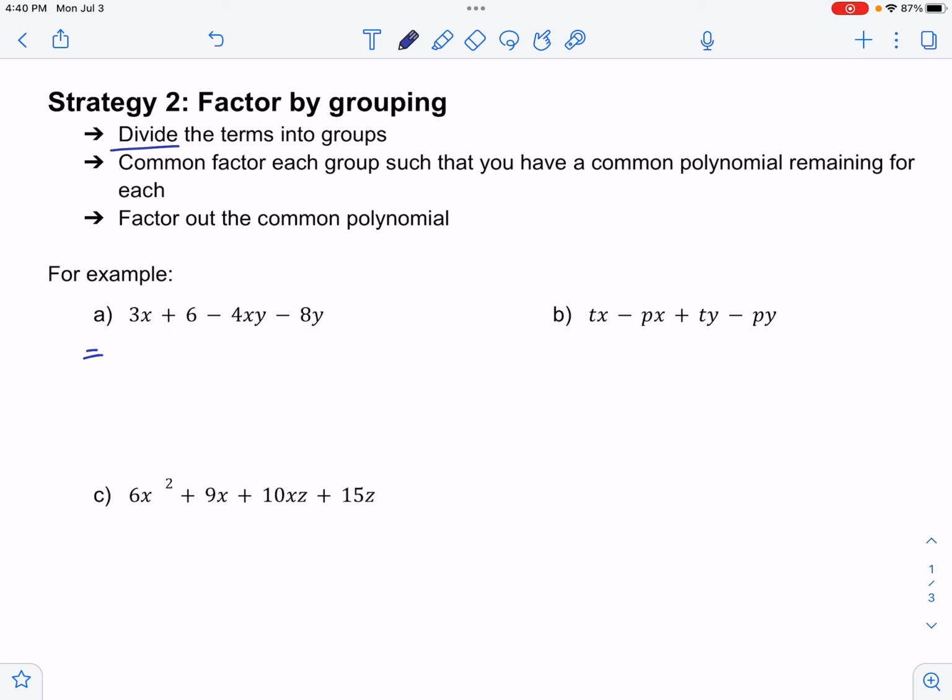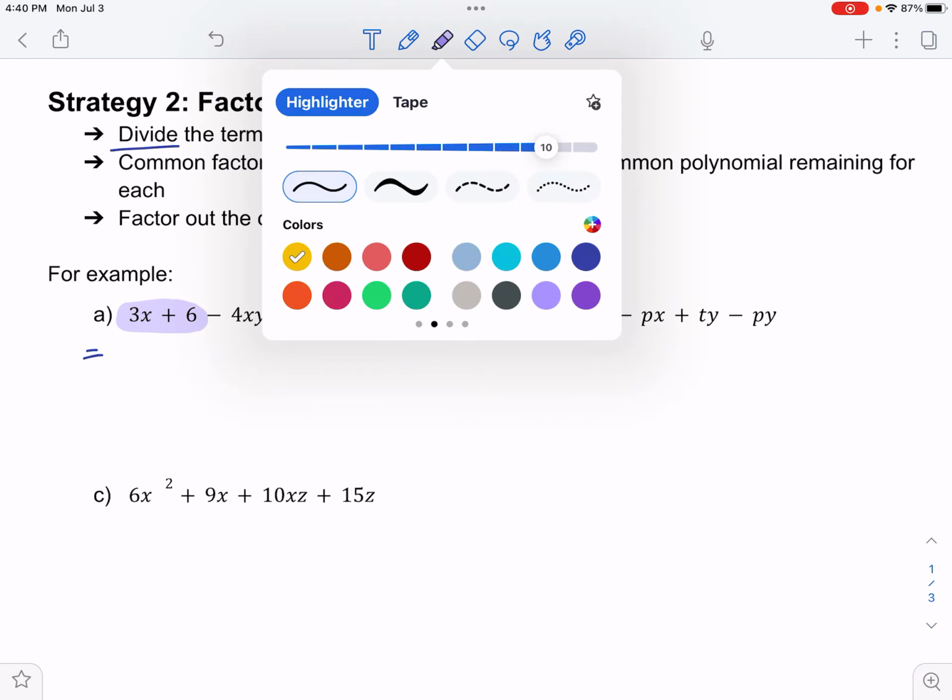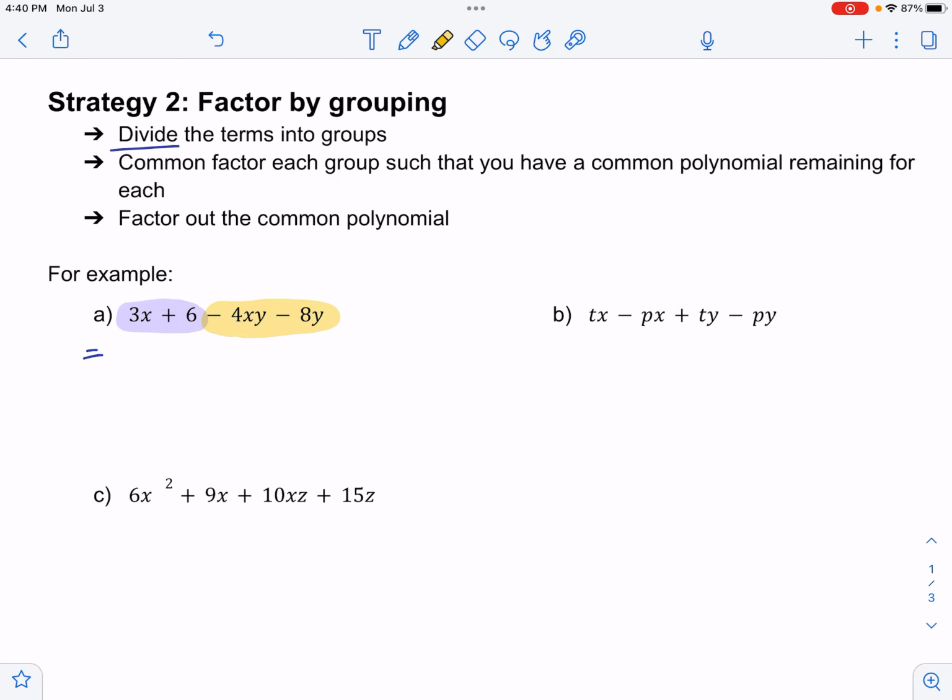No idea how to handle this, so quite literally what I'm going to do is separate this into two groups. My first group will be the first two terms, and then my second group will be the second two terms. My second step now is to common factor each group so that I have a common polynomial remaining. What does that look like?